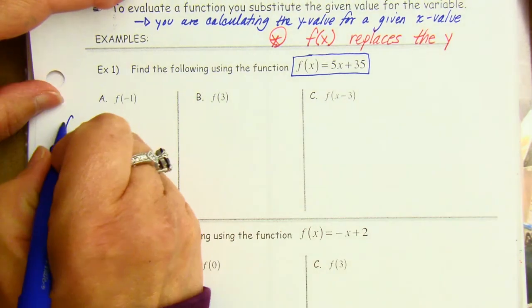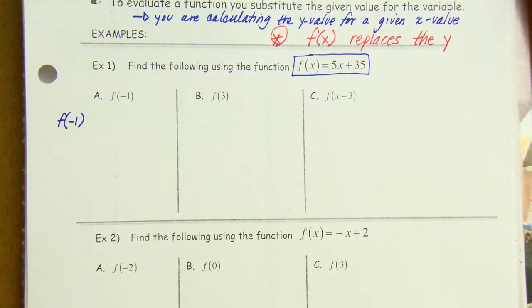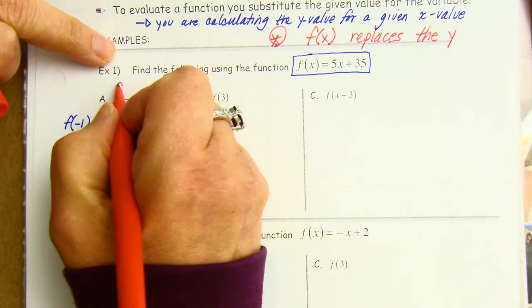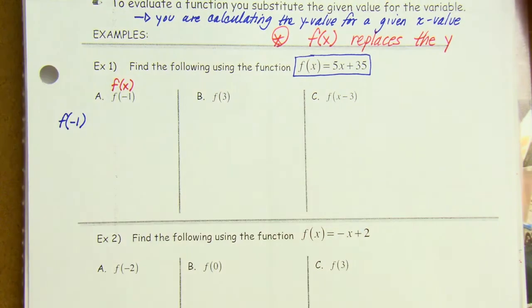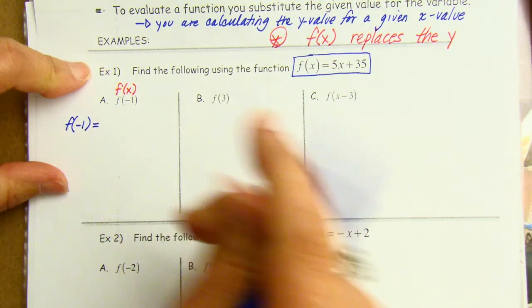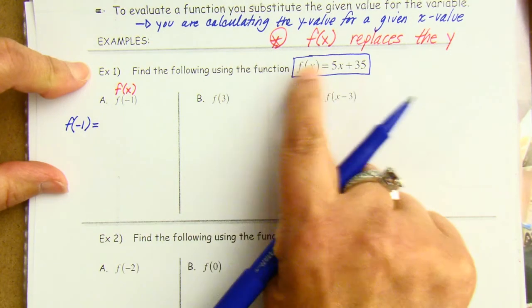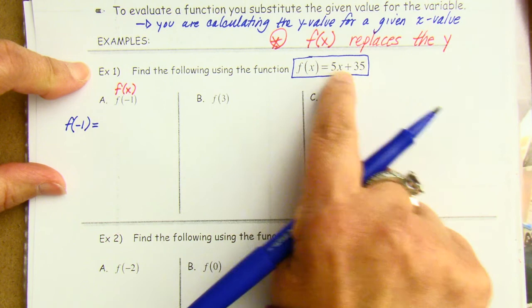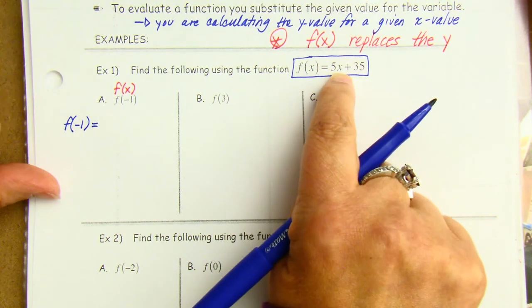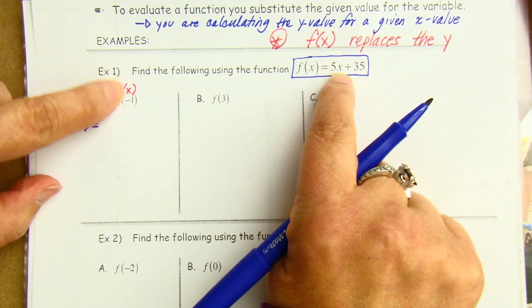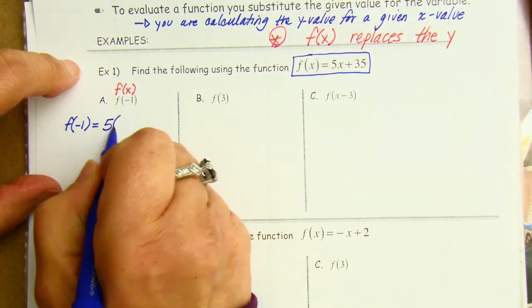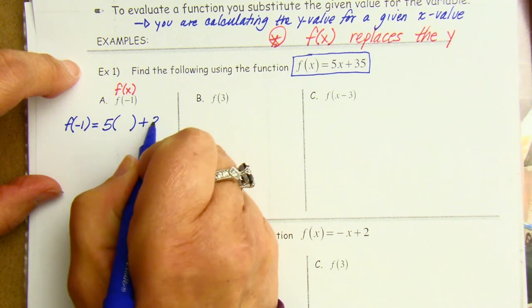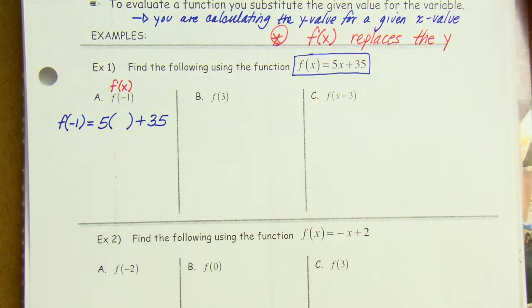Now remember, this is f of x, okay? So this -1 is an x value. So everywhere in this given function that I'm evaluating f of -1 at, everywhere there's an x, I have to replace it with a -1. See, this x is being replaced with a -1. So I've got 5x plus 35. Notice how I'm writing a parenthesis placeholder for it.